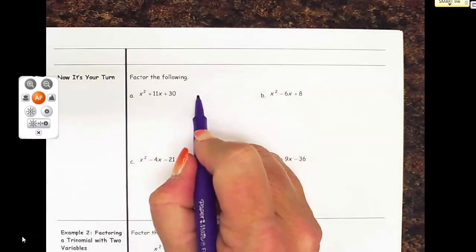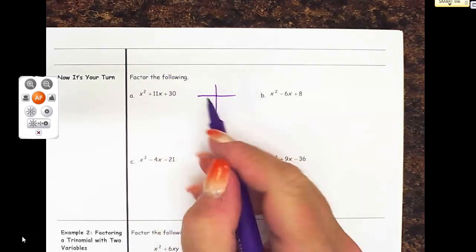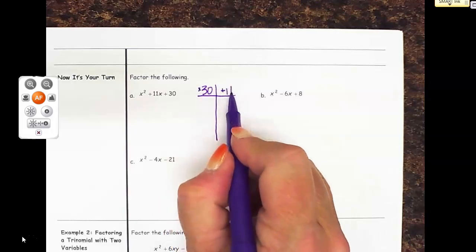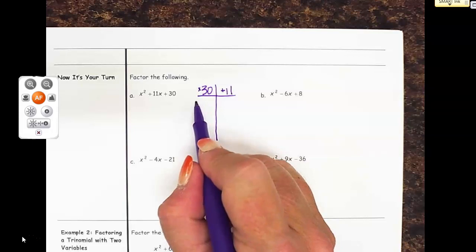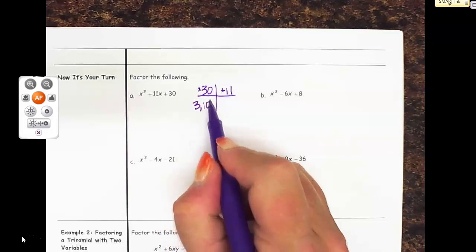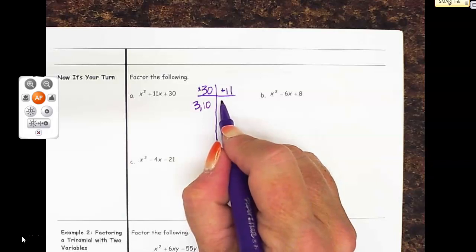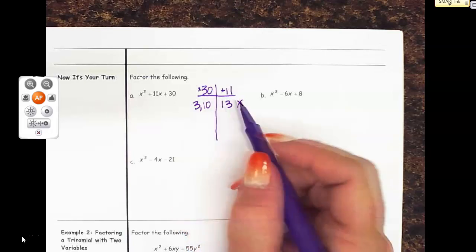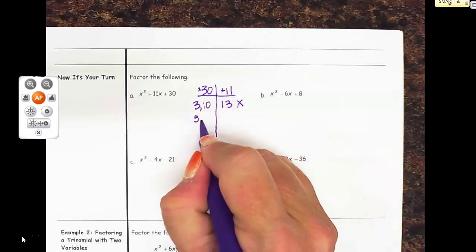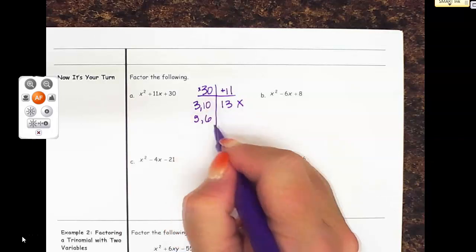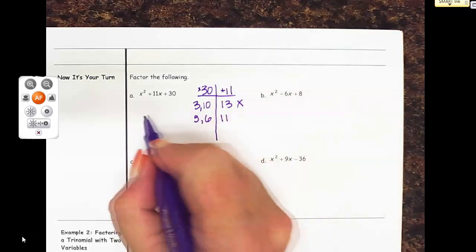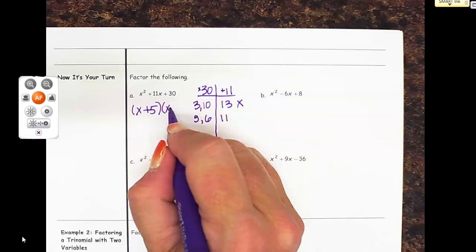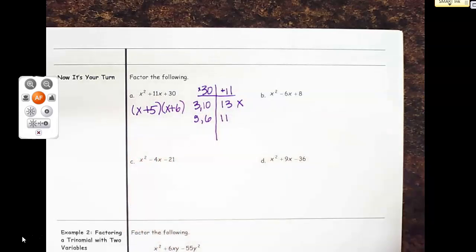So letter A, I've got two numbers that I want to multiply to be 30 and add to be 11. So I'm going to try 3 times 10. 3 times 10 is 30, but 3 plus 10 is actually 13. So that's not good. So what else multiplies to equal 30 that adds to 11? I'm going to try 5 times 6. And 5 times 6 is 30. 5 plus 6, oh look there. There's my correct answer choice. So I'm going to rewrite my quadratic as the product of two binomials.